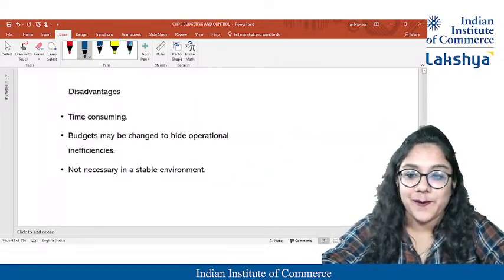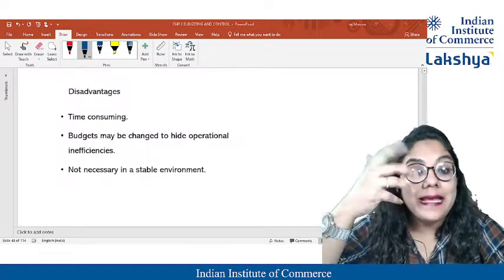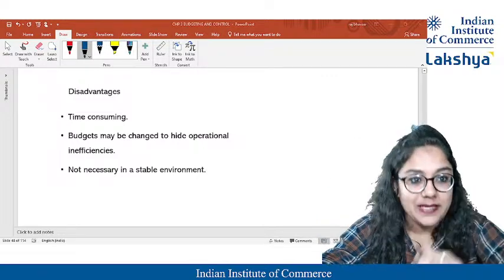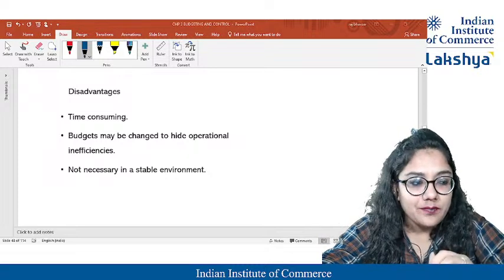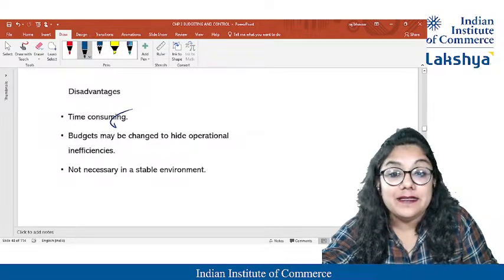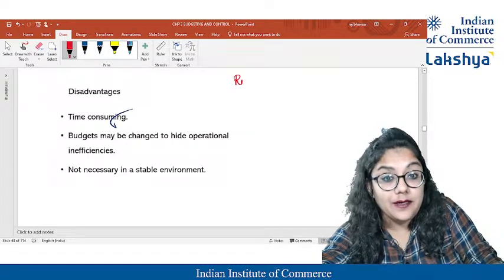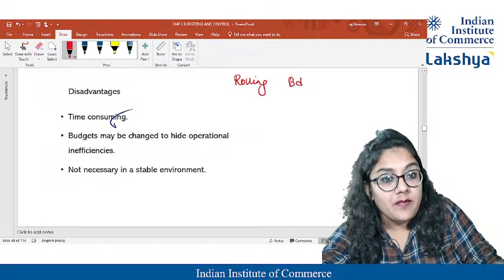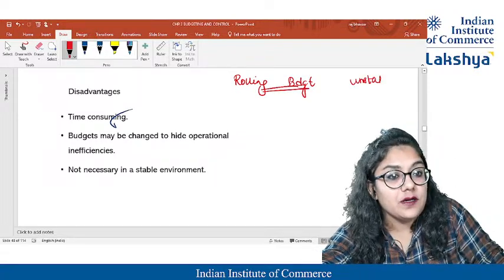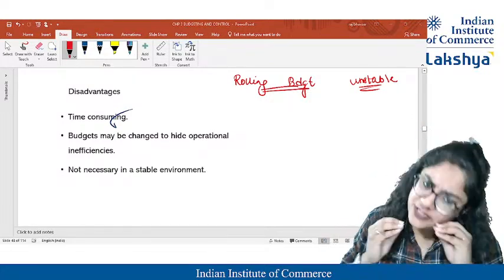Yes, easy. But every month, every semi-annually, every quarterly, to make the budgets and compare them, it's not so easy. It's not like just one day's work. It is time consuming. And the biggest answer which you have to write: when we use rolling budgets, this budget is useful mostly when the market or the company is unstable. When the situation is very stable, incremental budget is there.